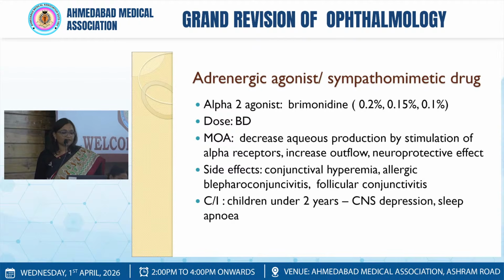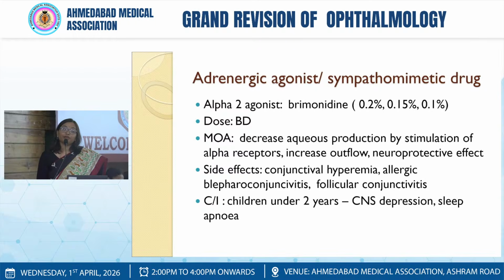The mechanism of action is that it decreases aqueous production by stimulation of alpha receptors. Also it increases the outflow, and the major benefit of brimonidine is that it also has a neuroprotective effect, which is preferable in advanced stages of glaucoma. The side effect of brimonidine is conjunctival hyperemia. It has a tendency for severe allergic reaction, in the form of severe lid edema and sometimes cracking of the lid crease, and follicular conjunctivitis.